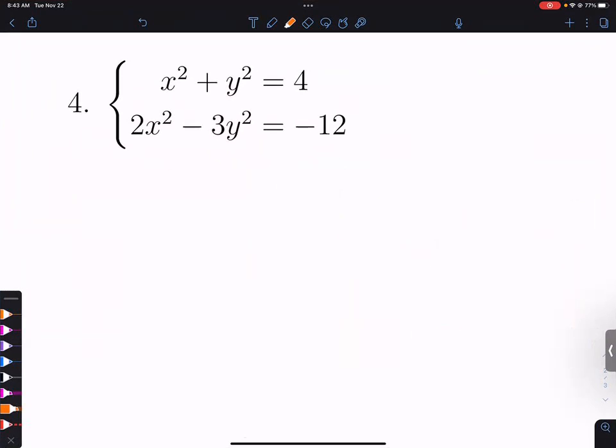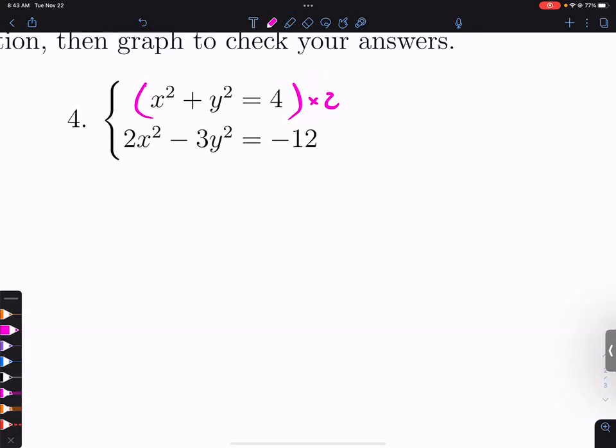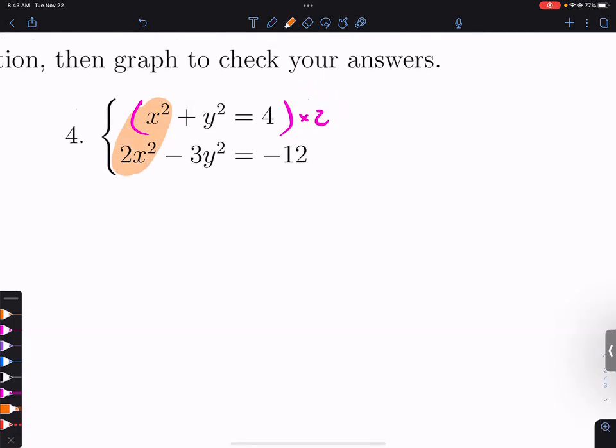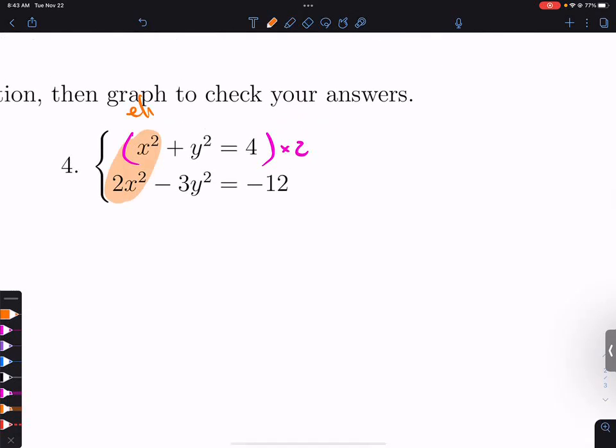Substitution, elimination, what do you want to do? Okay, we can multiply by 2. Multiply this one by 2, which would get rid of the x squared terms. That would work.